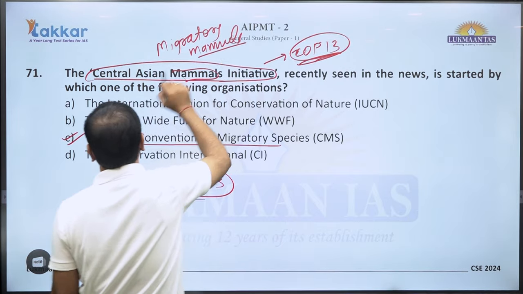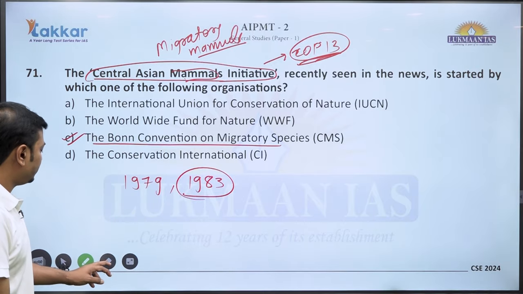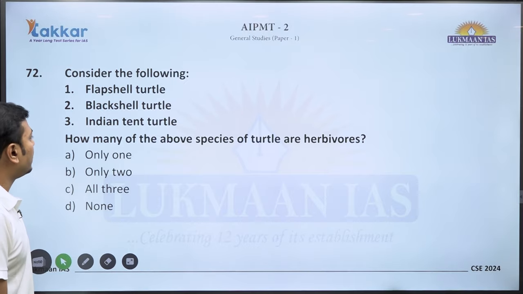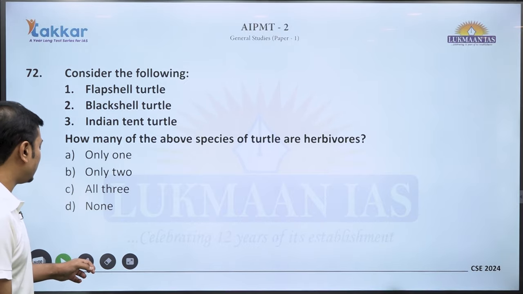Migratory mammals of Central Asia. C is the correct answer. ठीक है? Okay. What about this one? How many of the above turtle species are herbivore?